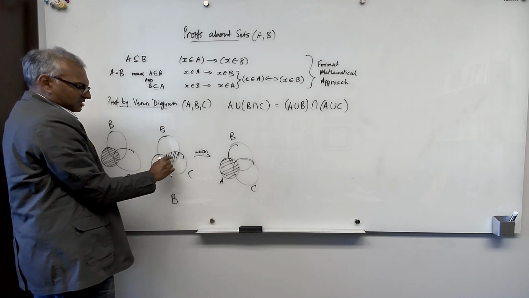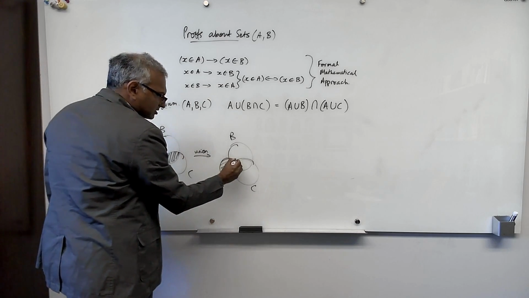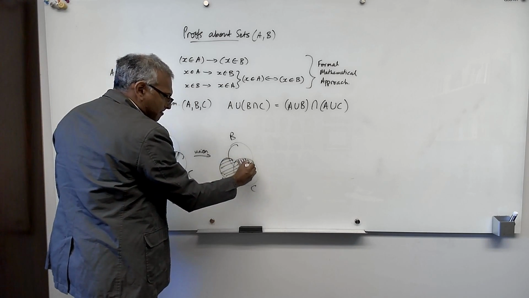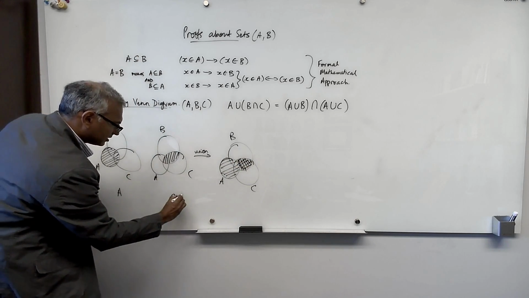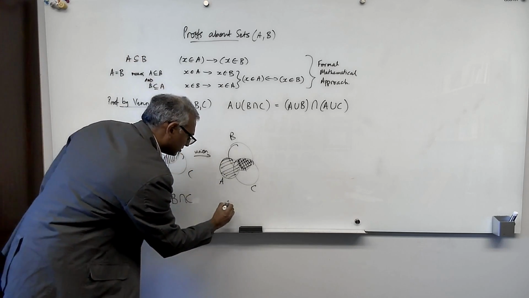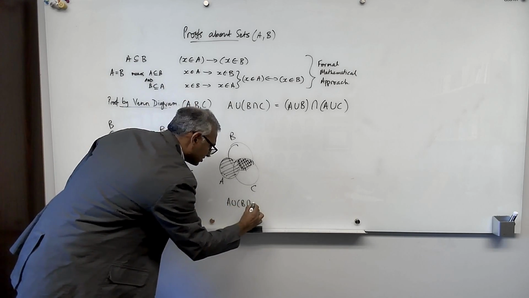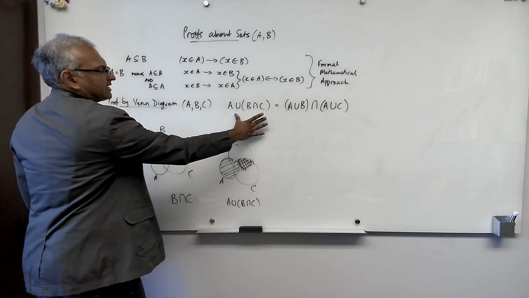What's in B intersection C? Part of it has already been added, so I add the rest, which is this part. Okay, and this is B intersection C, and then this is the union of those two, the combination. So this is A union of B intersection C. Okay, so here's a pictorial way of getting that.